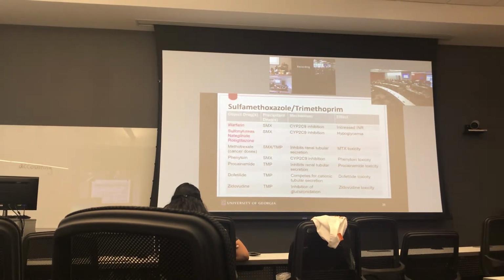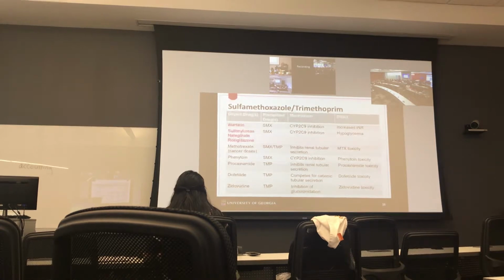Dofetilide, 70% of dofetilide is eliminated unchanged renally. And so trimethoprim competes with dofetilide for cationic tubular secretion, which would result in less elimination of dofetilide, so a higher serum concentration, so toxicity. And with dofetilide, again, the main adverse effect that we'll see here is QT prolongation.